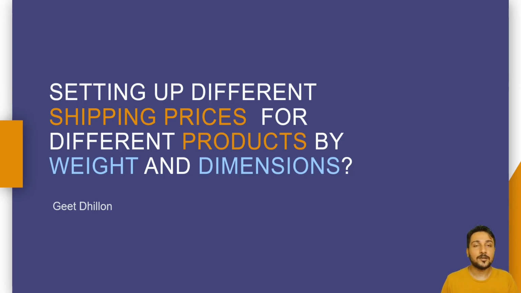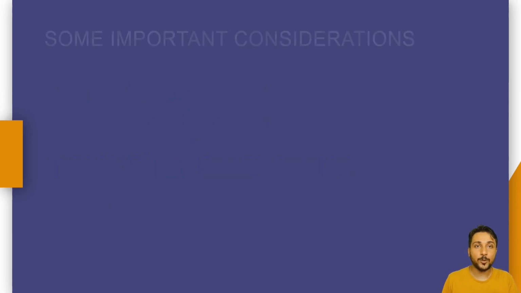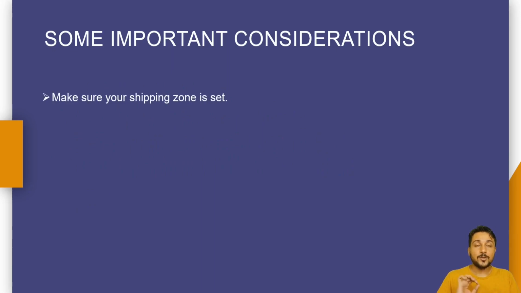All right. So let's just talk about some important points. What I've seen is there's a lot of problem that people face. They've not set their shipping zones and they're not able to see the options. That is the basic thing that happens. So if you're not seeing any shipping options, make sure your shipping is enabled and you have set your shipping zones, right?